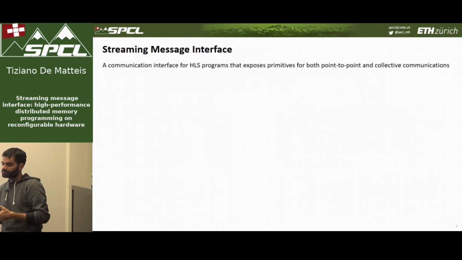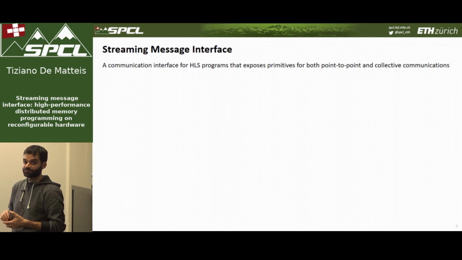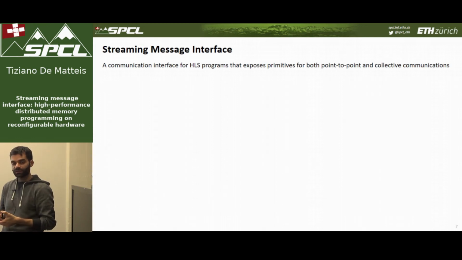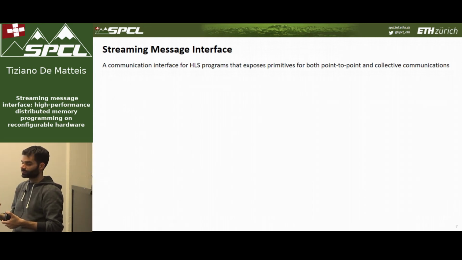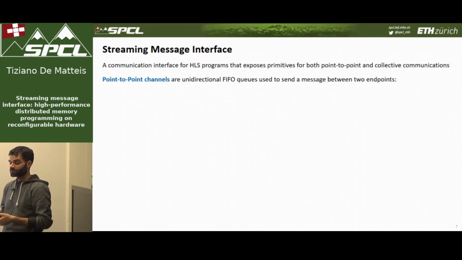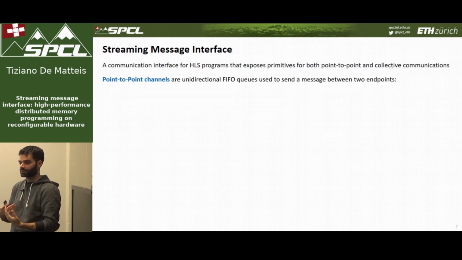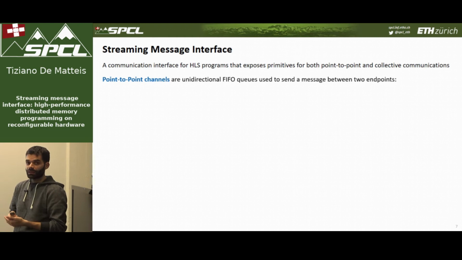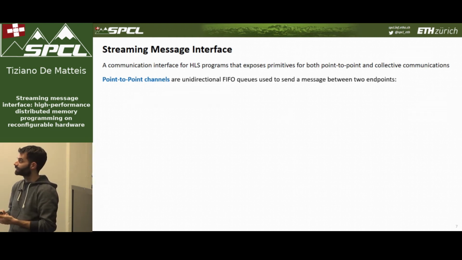Now, we designed an interface, the Streaming Message Interface, to capture this concept of streaming messages. In the interface, we have primitives for HLS programs, primitives that offer both point-to-point and collective channels. So point-to-point channels are essentially FIFO queues that are used to send data from a sender to a receiver. So let me show in detail how the primitives look.